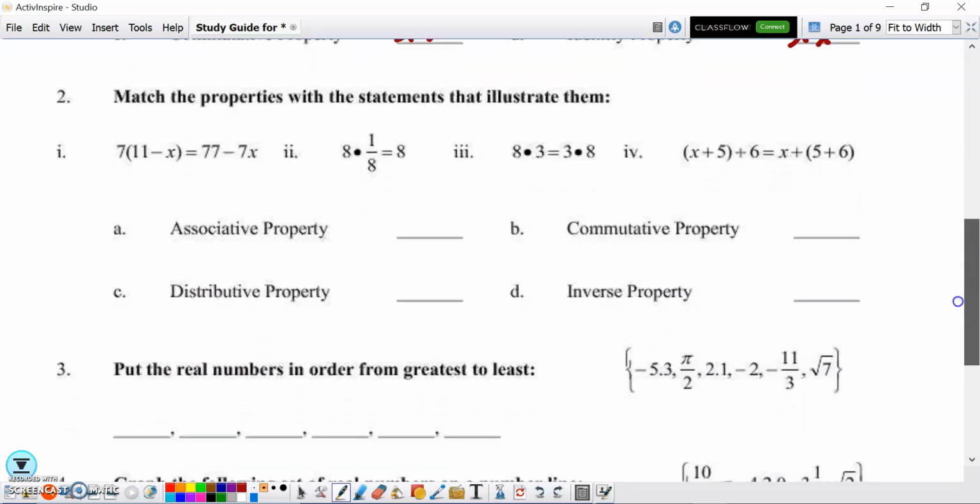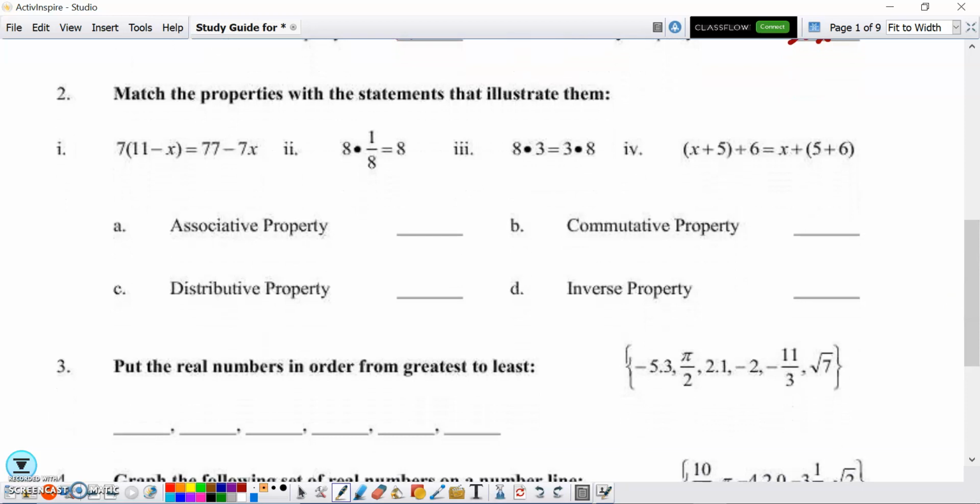Next part, match the properties with the statements that illustrate them. So in this one, we've got the associative property, and again, the associative property has to deal with the grouping symbols, so that would be number 4. The commutative property, that's where we can switch the numbers around, that would be number 3. The distributive property, that would have to be the first one.